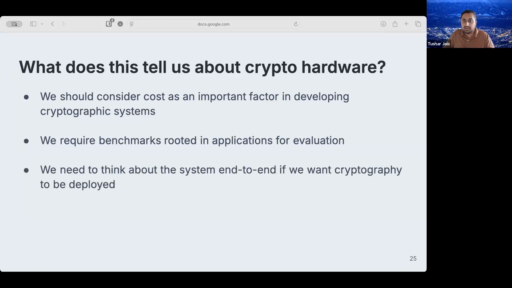And finally, I think we need to think about systems end-to-end if we want cryptography to be deployed. ThriftyMPC takes into consideration the protocol, the deployment environment, the application user needs. I think the missing step is the hardware, right? And I think primitive development is important at all layers of the stack, but for a real deployment, we need to think critically about the composition of everything and how each layer impacts the next.